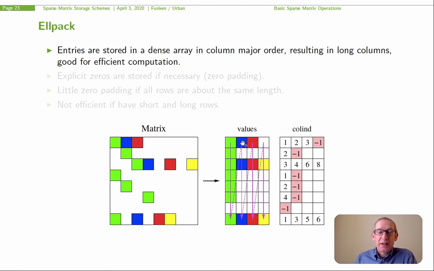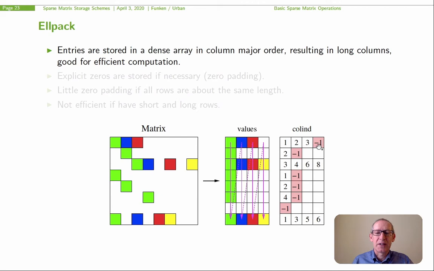The next example of a basic matrix storage scheme is the ELLPACK scheme. Here we again try to get long vectors to be efficient. We do this by shifting all entries to the left, so that we get these green entries, the second entries per row, the column with the third entries. But we also have to store the column index. So this can be done in this way.